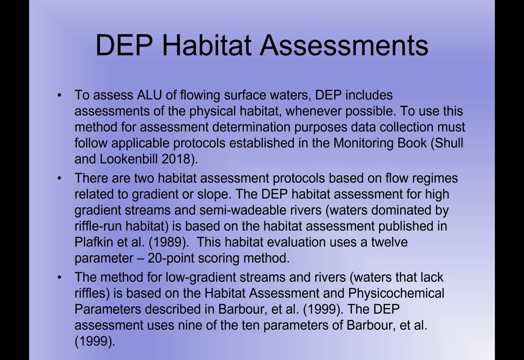Like I said, there are two habitat assessment protocols based on flow regimes: DEP habitat for high gradient streams, and then semi-wadable ones, water dominated by riffle run. That's the one we'll be using, based on habitat assessment. This habitat evaluates 12 parameters with a 20-point scoring method, and we'll go over all this.